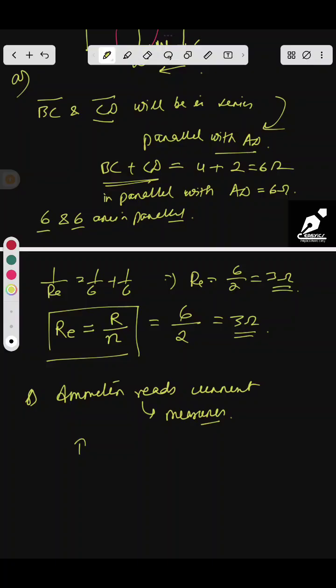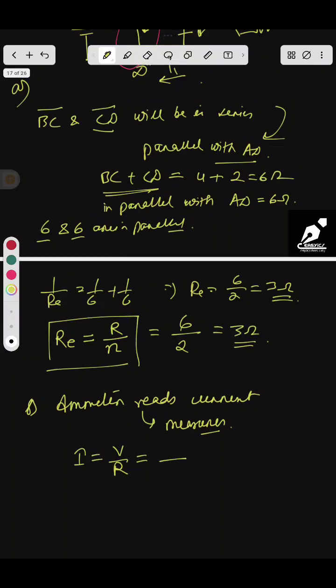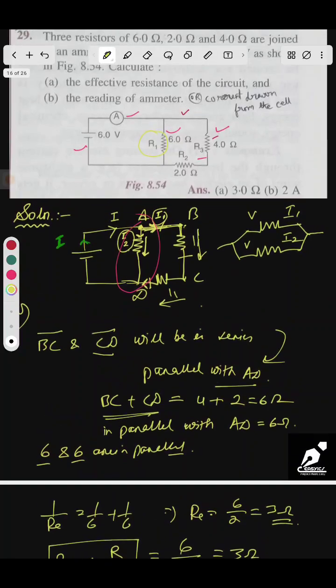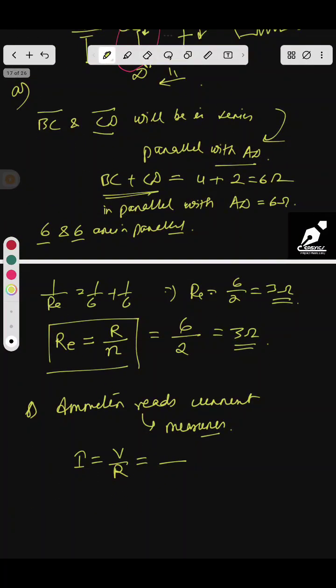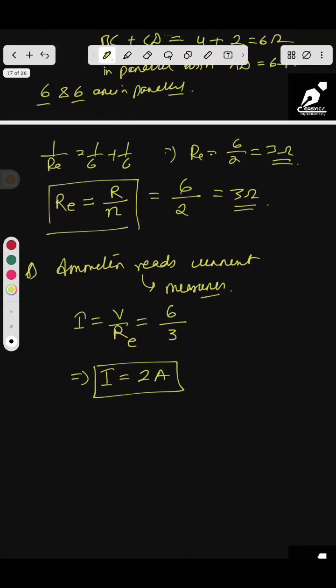The current will be given by Ohm's law. What is the voltage of the circuit? 6 volt. And what was the equivalent resistance? 3 ohm. The ammeter will be having a reading of 2 ampere. Clear?